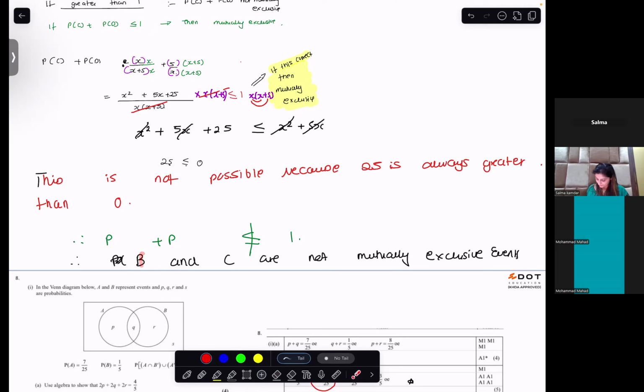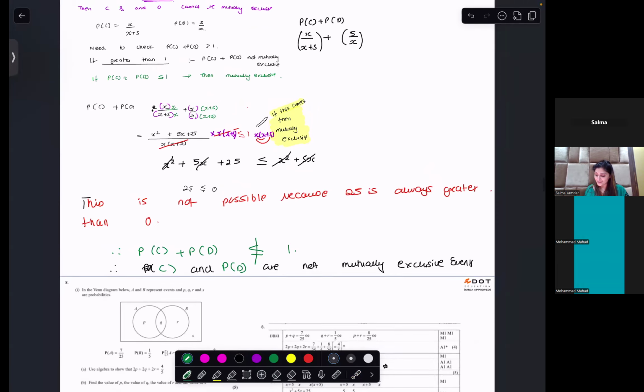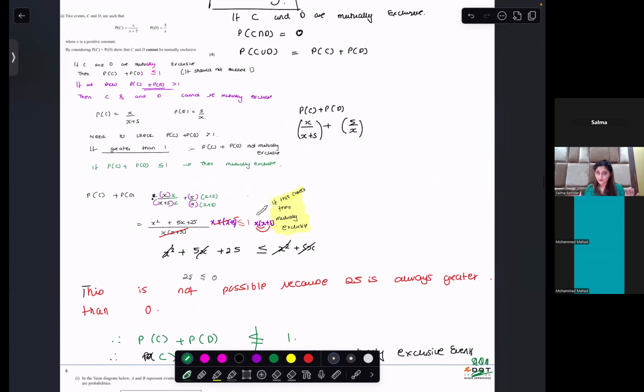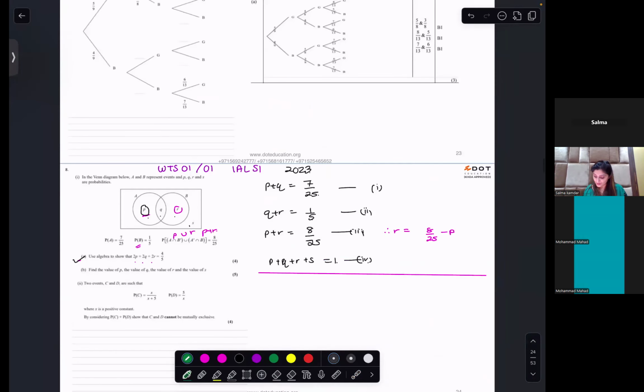So this expression is not less than or equal to 1. I would say that the probability of C plus the probability of D is not less than or equal to 1. Therefore, I would conclude that the probability of C and the probability of D are not mutually exclusive events. Writing this sentence is necessary. Yes, so this completes this question, which is of 2023 probability.